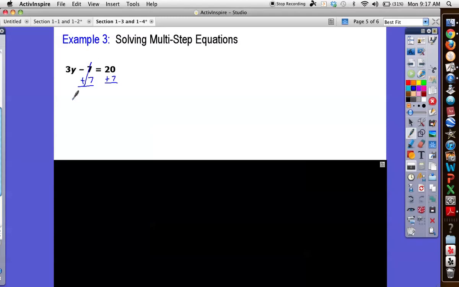So I get rid of that so I can figure out what 3 groups of y equals. Now, this might seem a little counterintuitive because Aunt Sally says to do multiplication before subtraction. But if you think about what's happening here, whoever wrote this problem, they multiplied and then subtracted 7. We're doing the opposite, right?